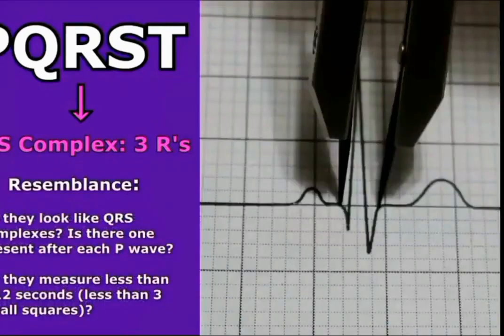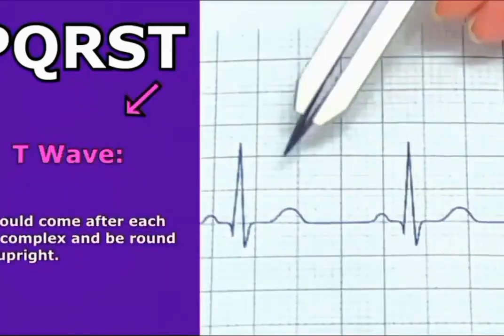And lastly, resemblance. How do they look? Do they look like QRS complexes? Is there one present after each P wave? They don't measure any more than 0.12 seconds, so less than 3 boxes. Then look at your T wave.